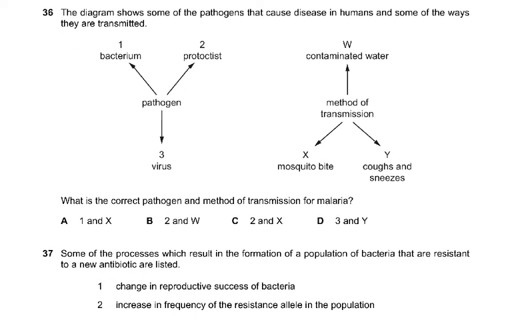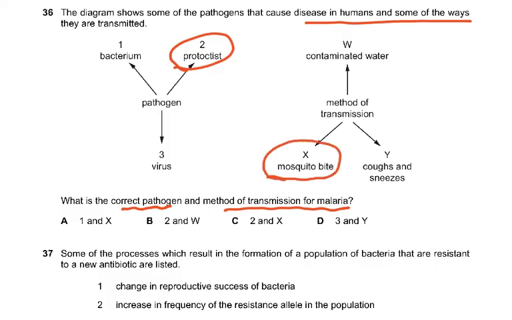Then question number 36. The diagram shows some of the pathogens that cause disease in humans and some of the ways they are transmitted. What is the correct pathogen and method of transmission for malaria? Malaria, the pathogen is a protoctist. It's not a bacteria, it's not a virus, it's a protoctist, Plasmodium. And how do you get it? You get it by a mosquito bite. Bite is a wrong word, and I don't agree with that, but still, I can't disagree with Cambridge. So question number 36, the answer is C, 2 and X.